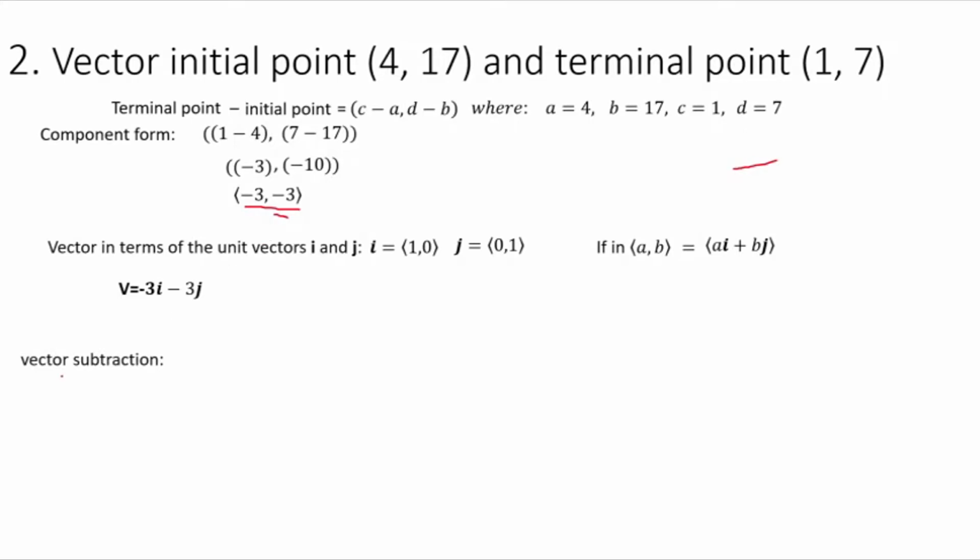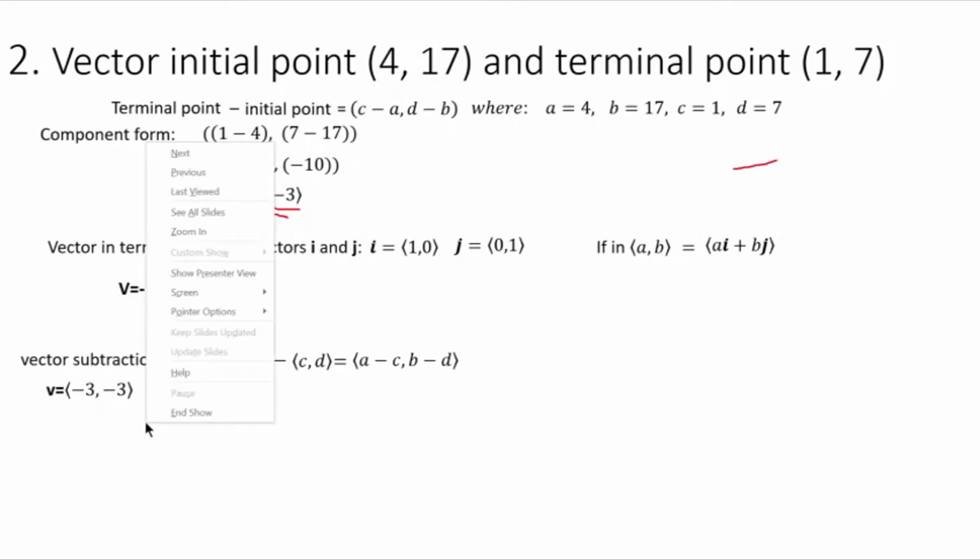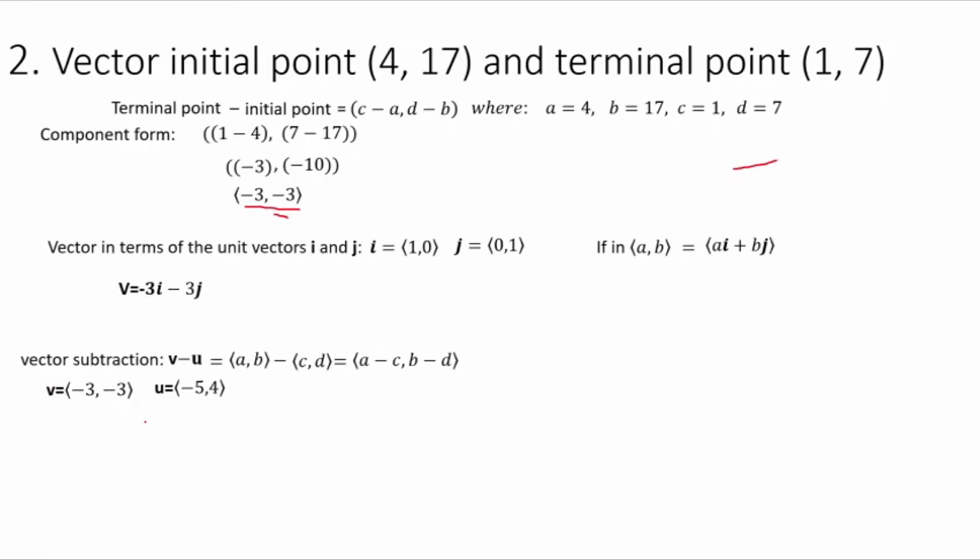So to subtract the vectors, you have v minus u, which v was given again with the negative 3, negative 10. In this case, if it's in component form, you will subtract it from the other, which is u, which also has to be in component form. Which in this case will be a minus c, b minus d. And then we have u, which is negative 5, comma 4, the one I'm giving you now.